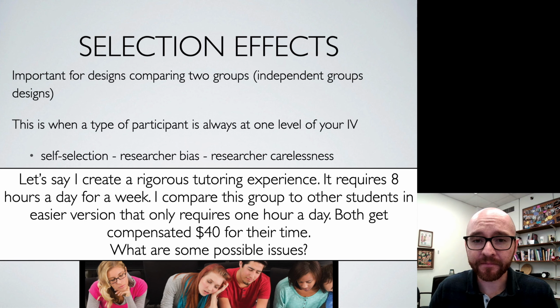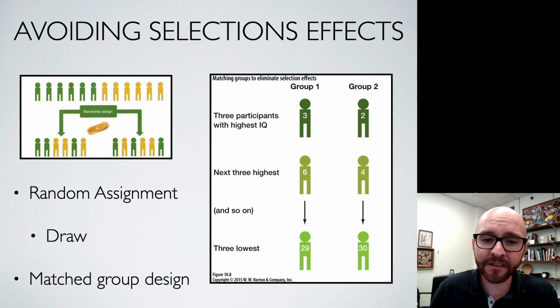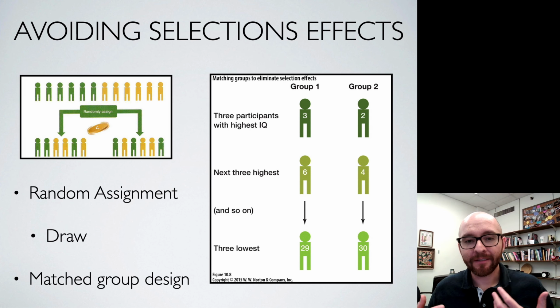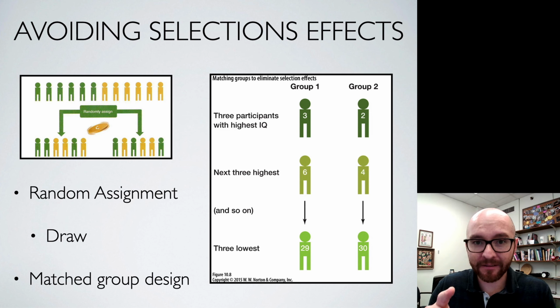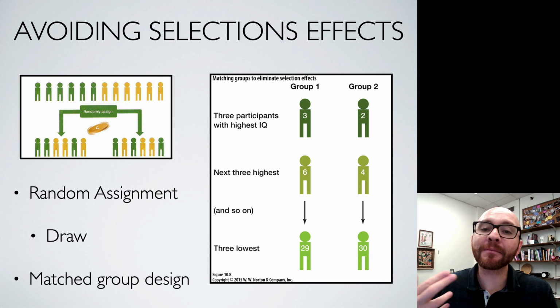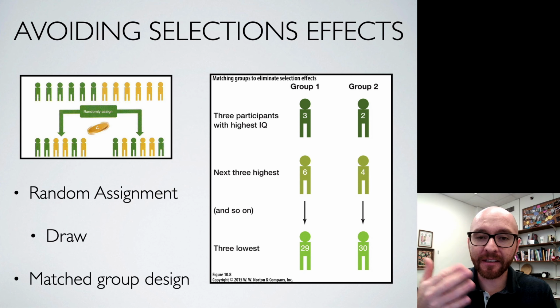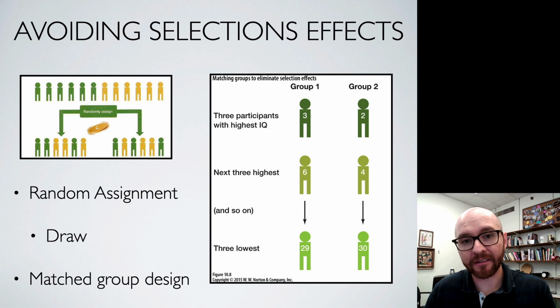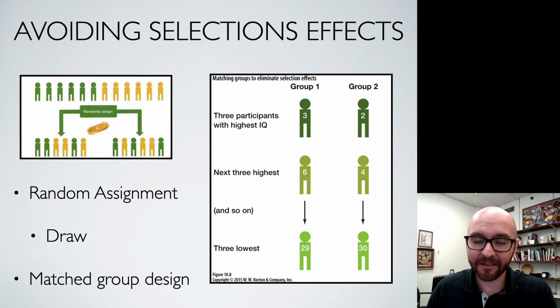So ideally, you want to avoid self-selection to avoid selection effects. Some things you can do. Well, first of all, one thing you can do is use random assignment. That means if you were a participant, I would not let you choose which condition you went into. I would randomly assign you to the day training versus the long training, right? That's the most straightforward solution.